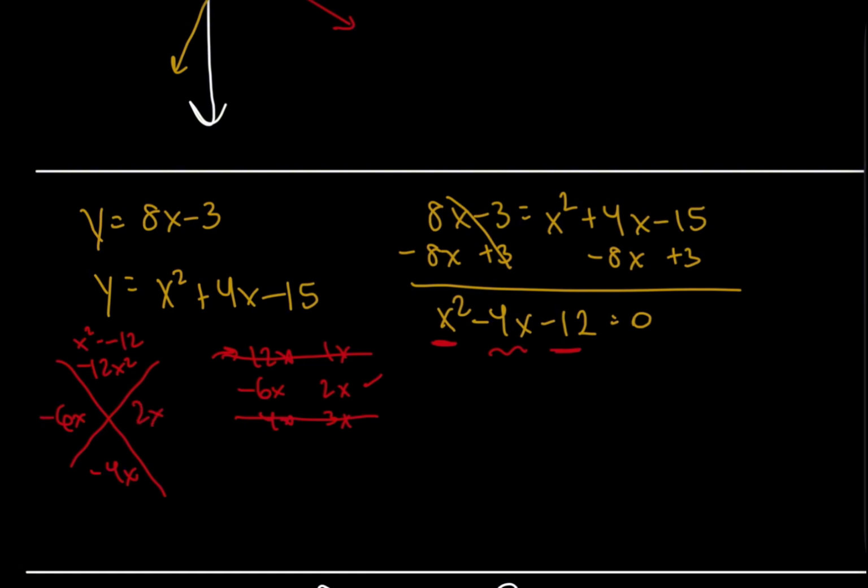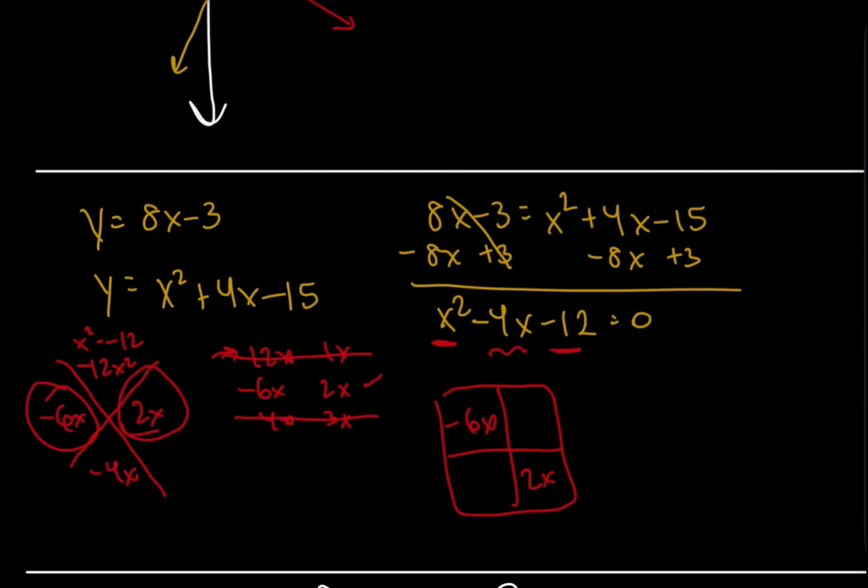Now that we have those values, we're going to put them in the box. In the top, we're going to put negative 6x, and then in the bottom, right across from it, is going to be 2x. In these other boxes, we're going to fill back in the a term and the c term that we started with: x squared and negative 12. And now we just factor. We need to find the factor between negative 6x and negative 12, and that's negative 6. And what multiplies by negative 6 to give us negative 6x? That's x.